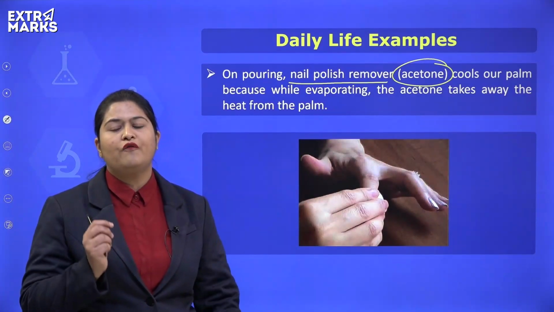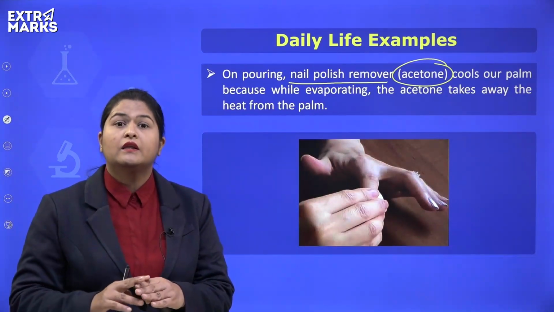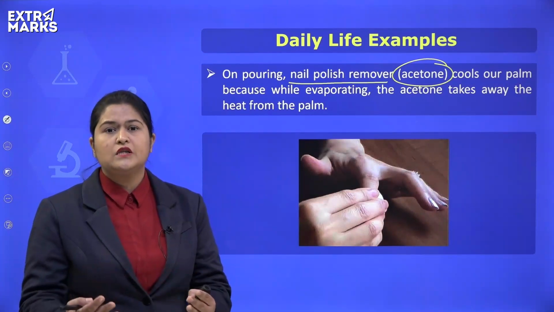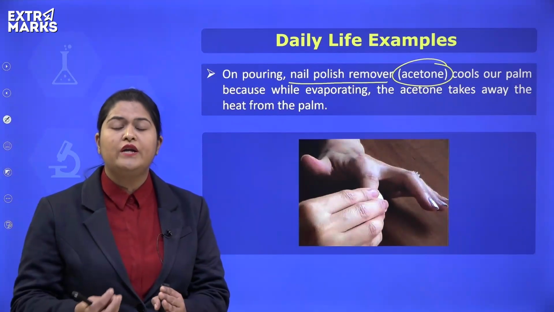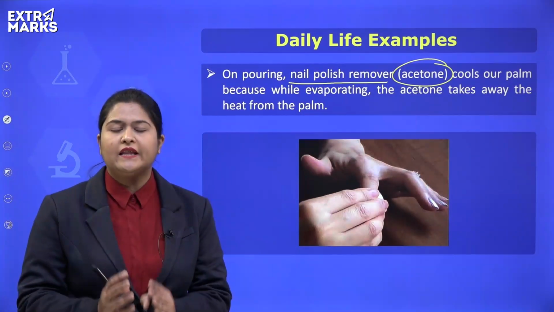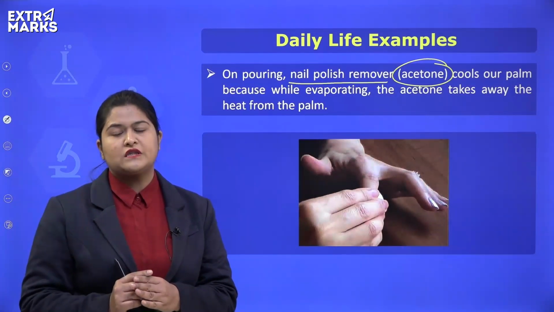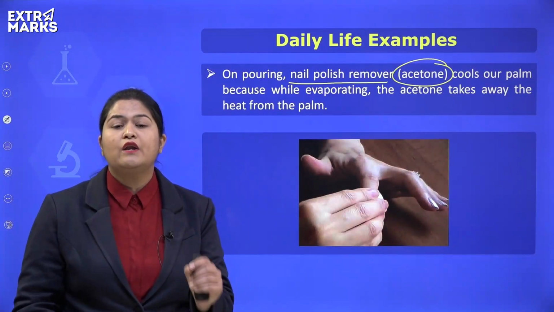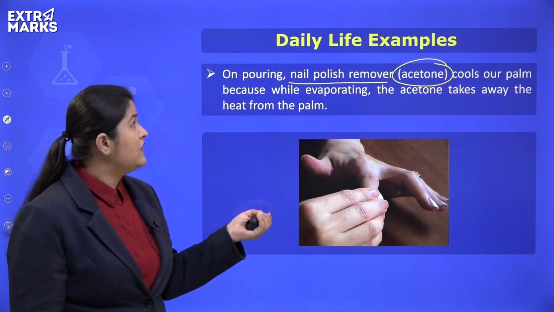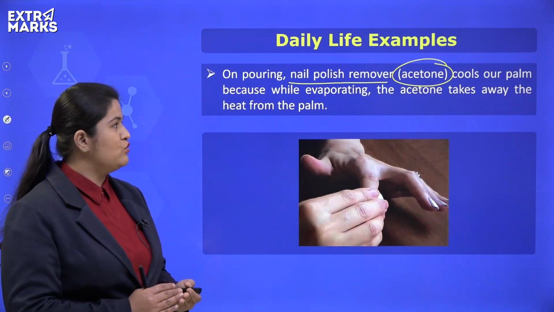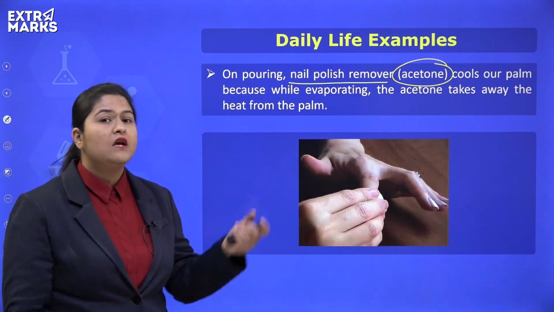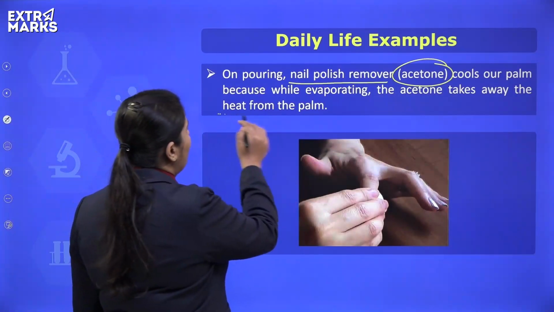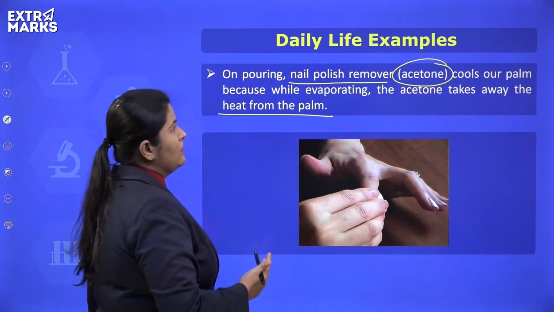As soon as particles of acetone come in contact with our skin, they start evaporating, and while evaporating they take away heat energy from our skin, because for evaporation acetone particles also need some heat energy. From where will they get that heat energy? They are in direct contact with our skin, so they quickly absorb heat from our skin and convert to the vapor state, and our skin feels cool. This is the reason why on pouring the nail paint remover, the skin of our fingers feels cool, because the acetone while evaporating takes away heat from our skin.